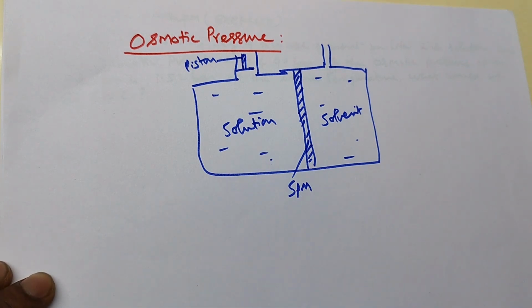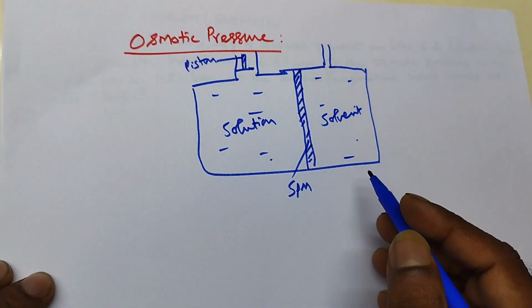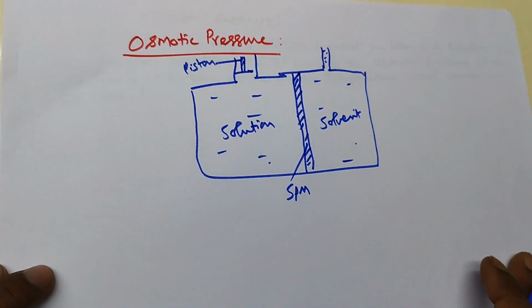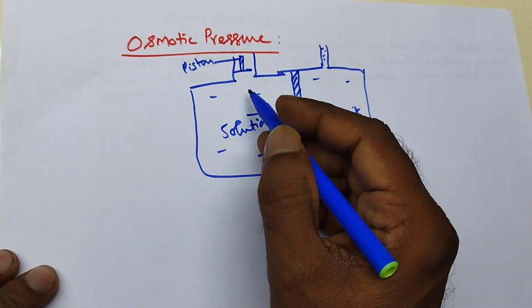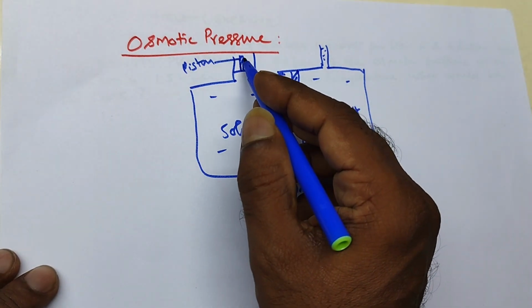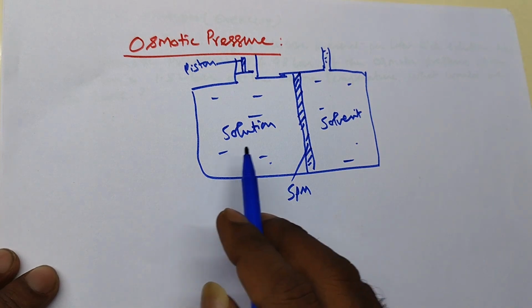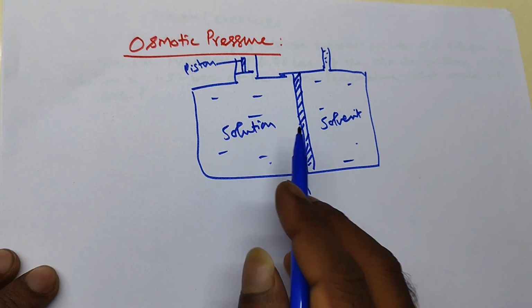So in this case, what are we going to discuss? Osmotic pressure. What is meant by osmotic pressure? On one side we have solvent molecules, and on the other side we have a solution side. In the concentrated solution side we have a piston, so we apply a pressure on the piston side. The minimum excess pressure that has to be applied to the solution side to prevent the entry of solvent molecules through the semi-permeable membrane is called osmotic pressure.